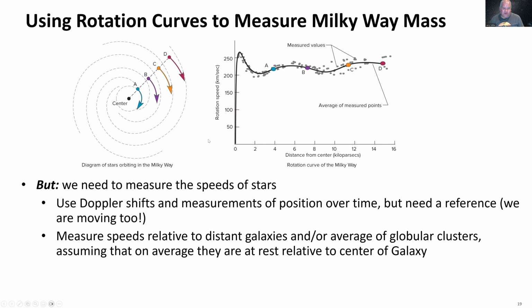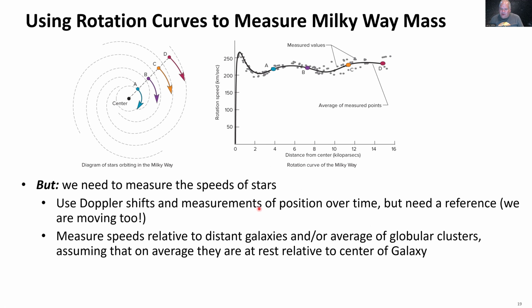And of course, to do this, you actually need to be able to measure the speeds of the stars. Again, we can do this for individual stars using Doppler shifts or seeing how their position on the sky changes over time. But you need a reference because we are moving as well. So we're trying to get their velocities relative to the center of the galaxy, and so we have to subtract our own speed off.